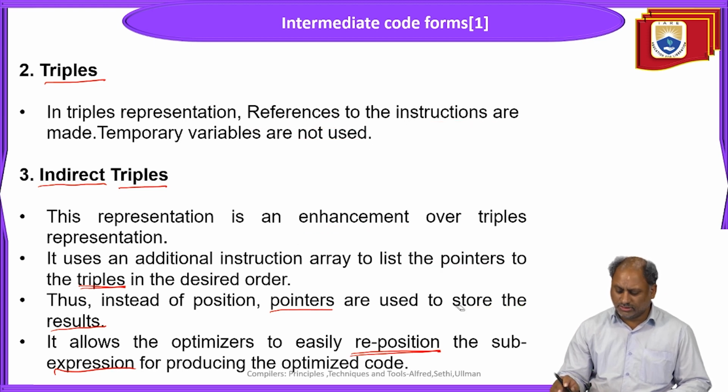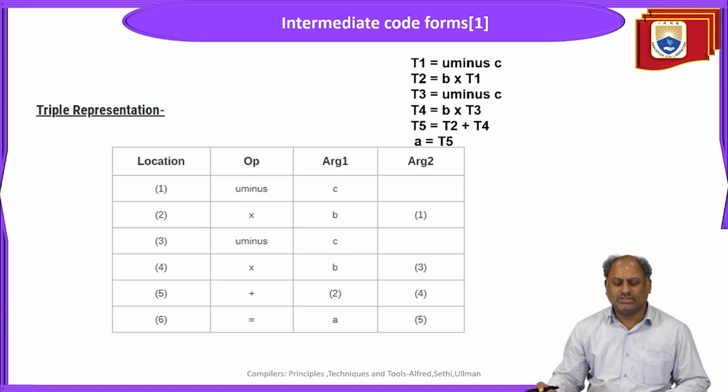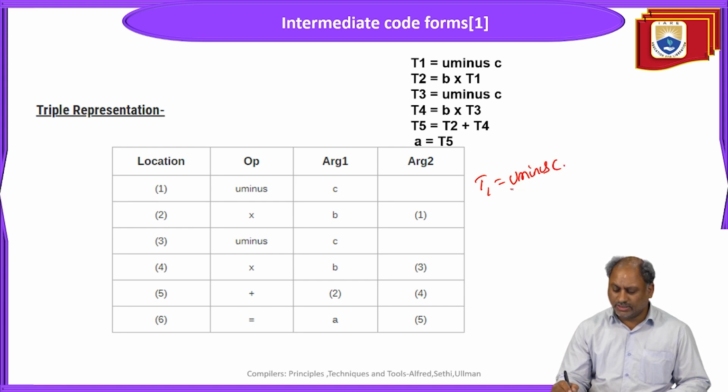So let's quickly go through an example of how the reference to the instruction takes place in the case of triple representation, and how the pointers are assigned to store the results, and then get this representation through an example. See here in this example, this is the previous example only that we have taken. T1 equal to U minus C. Here the operator is U minus, that's why I have taken it, and the argument is C, so one argument, and the result is stored in T1.